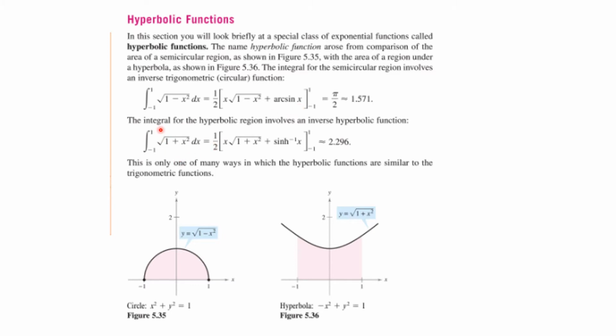Now, what happens, and this is a formula we don't have yet, but we will have soon, is that instead of having a circular function, if you have a hyperbola, then this area becomes what we will call the inverse hyperbolic sine, and that will be involved in that. So this is only one of many ways in which the hyperbolic functions are similar to trigonometric functions.